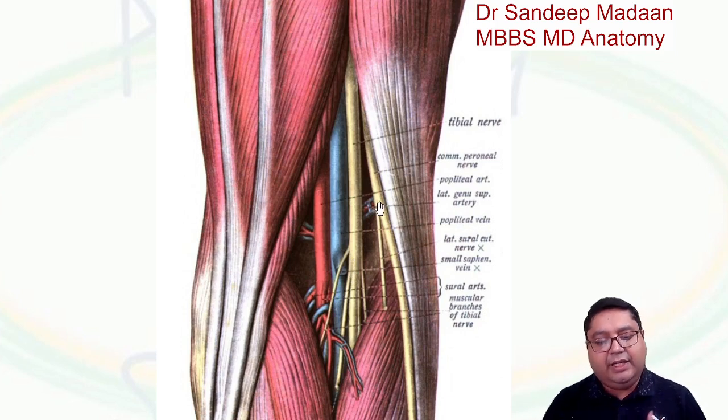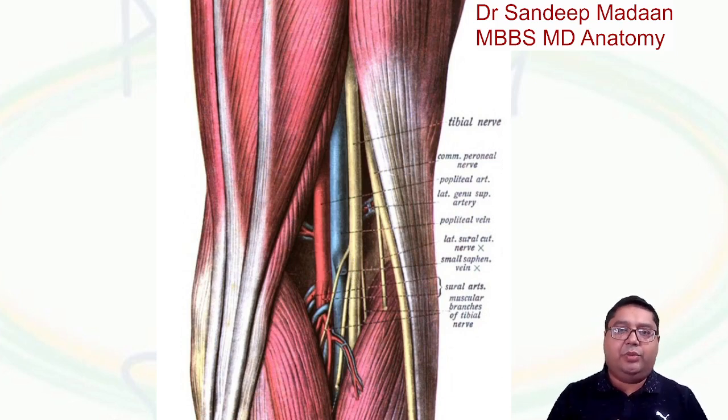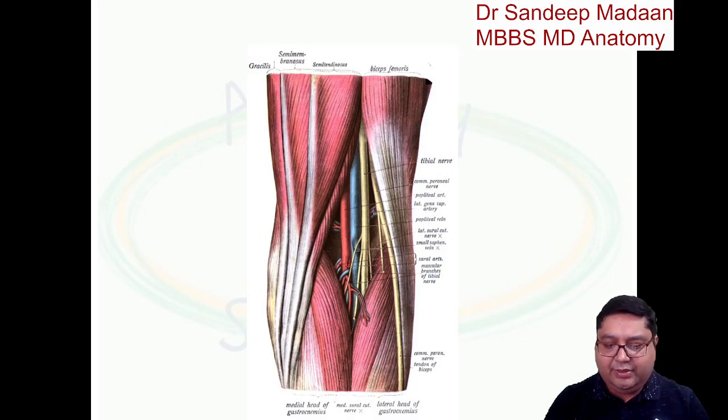lateral aspect, will be winding around the neck of the fibula. This is the common fibular nerve, or common peroneal nerve, because the word fibular can be replaced with the word peroneal anywhere, okay. So that is about this part, and now let us move on to the next question.